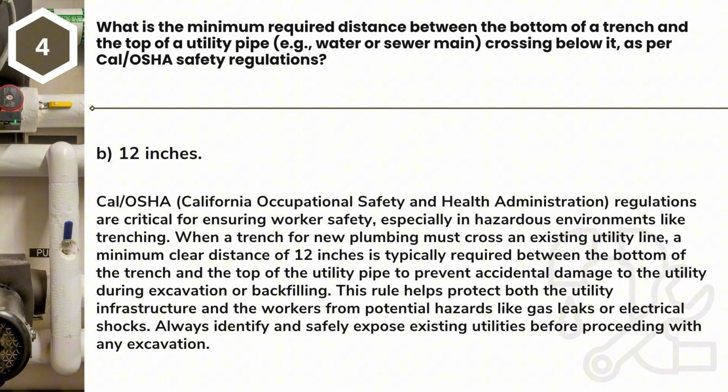Answer: B. 12 inches. Cal/OSHA, California Occupational Safety and Health Administration, regulations are critical for ensuring worker safety, especially in hazardous environments like trenching. When a trench for new plumbing must cross an existing utility line, a minimum clear distance of 12 inches is typically required between the bottom of the trench and the top of the utility pipe to prevent accidental damage to the utility during excavation or backfilling.